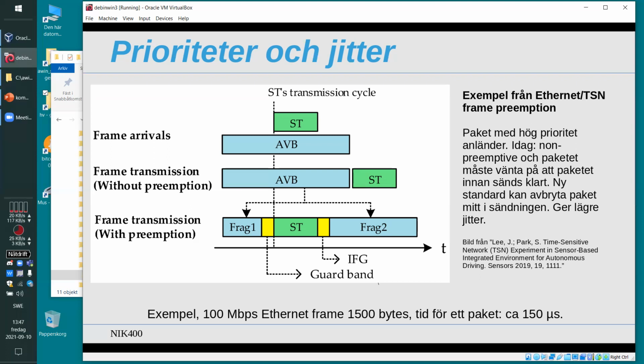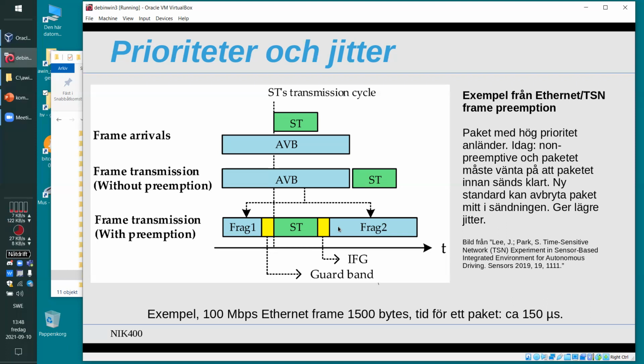And that means that when a high priority frame arrives, the ST, the green one, and there is a long audio video frame, it says here. It's a lot of traffic, but not so important traffic with very long frames, large packets. It can actually interrupt these things. So you create fragments of this long frame, put in your critical high priority frame in between, and afterwards you can continue with this long frame instead. So you are allowed to preempt this frame.